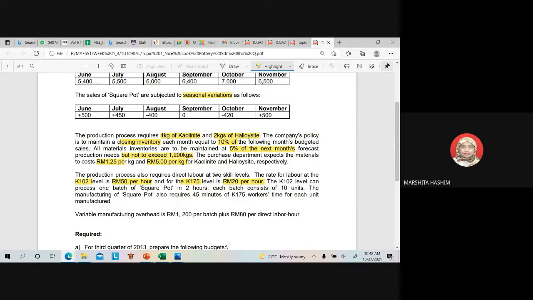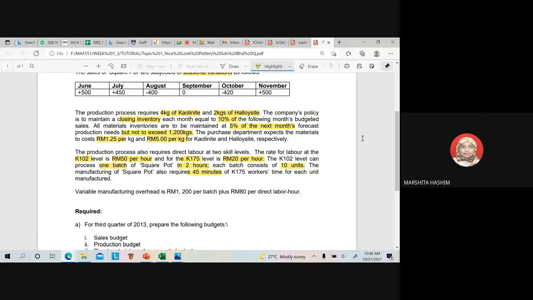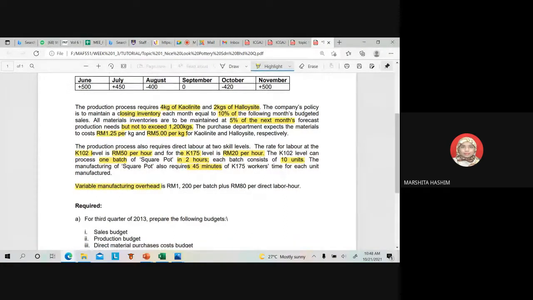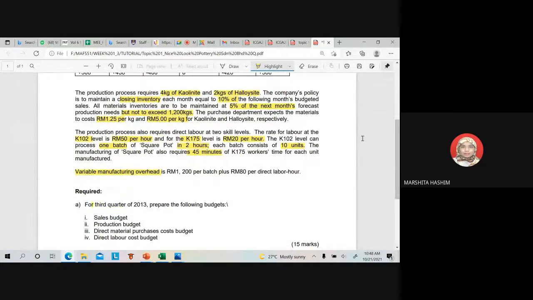And then K102 can process 1 batch of square pots within 2 hours. 1 batch consists of 10 units. How about K175? K175 can process 1 unit of product within 45 minutes. Okay, then the last paragraph is regarding manufacturing overhead. And then for the third quarter only, prepare the sales budget, production budget, direct material purchase cost budget, and direct labor cost budget.